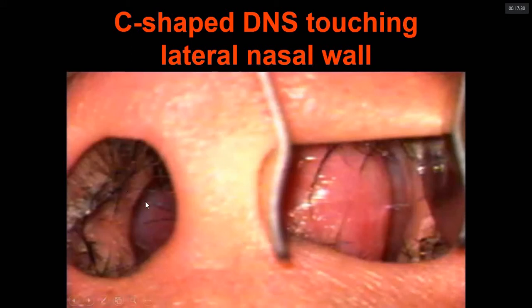But then you see two things outgrowing. One is the septum and one is the inferior turbinate. So the first thing you need to do is to correct the nasal septum, and hopefully the inferior turbinate will get corrected by itself.